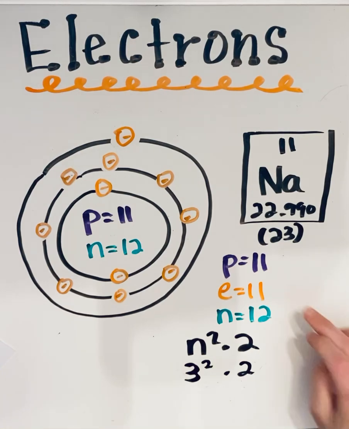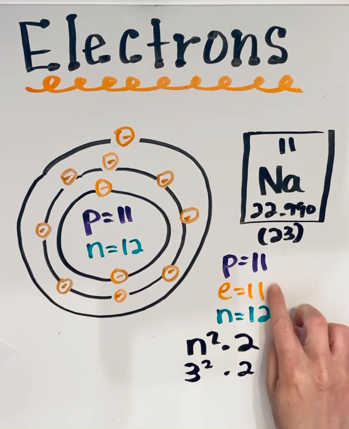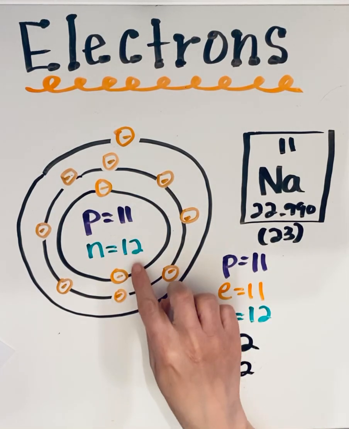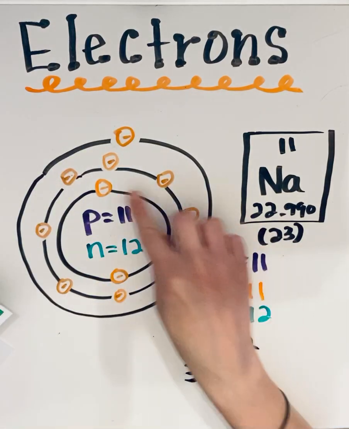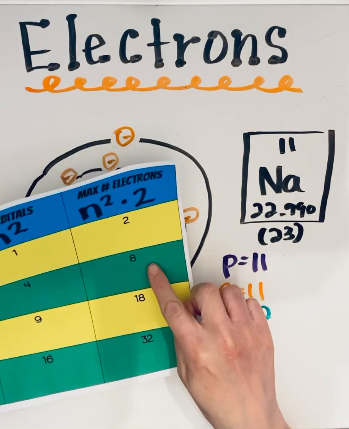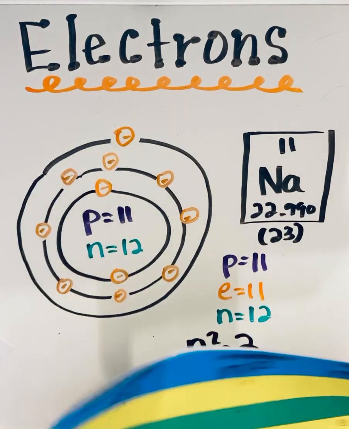Just double check my math. 11 protons, 12 neutrons, and then I have my 11 electrons. 2 in the first shell. I have 8 in the second shell. And 1 in the 3rd shell. I can fit up to 18, so that's totally fine.